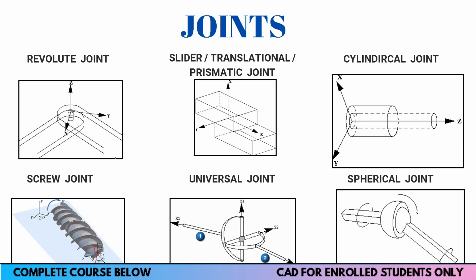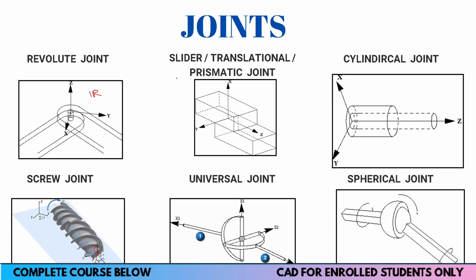Now we'll talk about some joints. So the first type of joint that you are seeing here is a revolute joint. Revolute joint has only 1 degree of freedom. It can only rotate about an axis. It could be any axis, right? So it has 1 degree of freedom, and that is rotational.